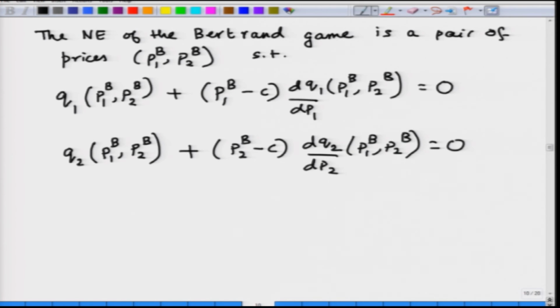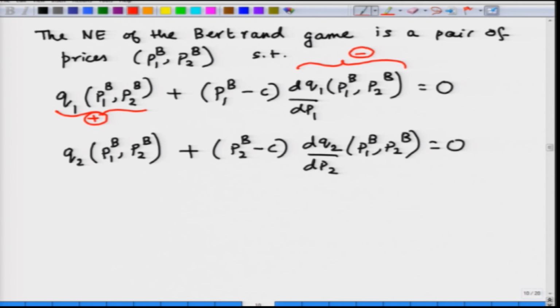Now, let us look at these two conditions. Obviously this term here is positive because it is the quantity, right. So, I have the first term which is positive, and the second term, this expression, is actually negative, because this is coming from my inverse demand curve, or because the demand curve is downward sloping rather. So, as price increases, Q1 falls.